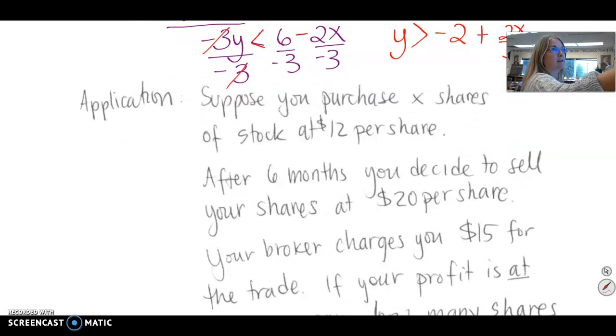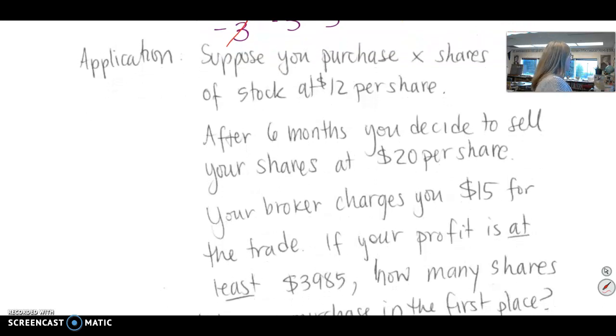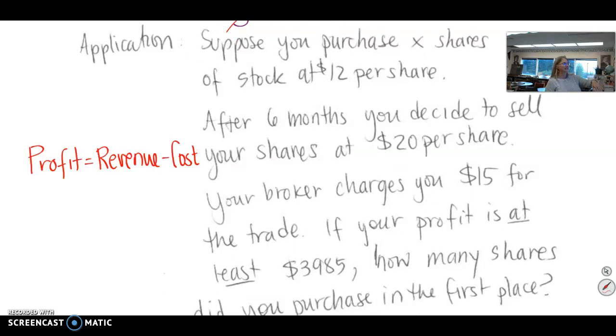Okay, and then the last example for 9.1 that I'm going to do, I want you to read this to yourself and see if you can think of how you might set this up. Okay, I kind of cut off that last sentence, but you purchase x shares of stock at $12 per share, and then 6 months later you sell it for $20 per share. So you're making $8 per share 6 months down the road. Your broker charges you $15 for the trade. So that's just a flat fee. So there's a one-time deal. If your profit is at least $3,985, how many shares did you purchase in the first place?